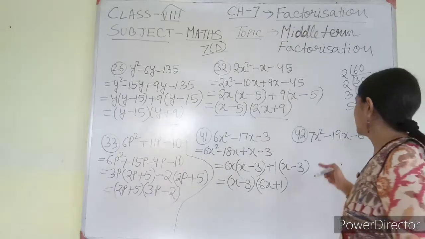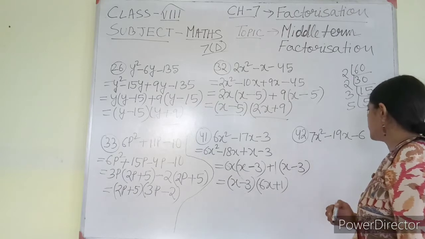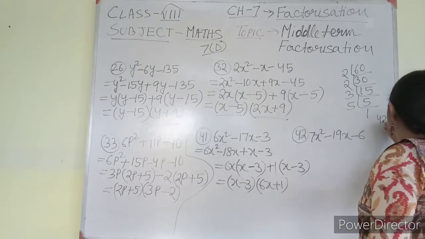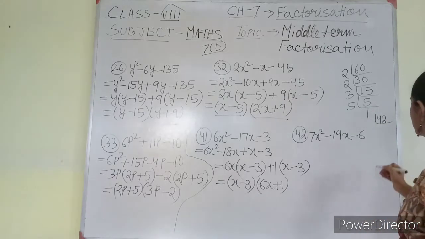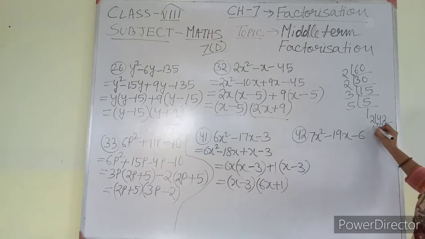Very funny. Okay. So 6 into 7 is 42. I have to divide 42 in such a way that you can get 19. So let me do it here. 42 by 2: 2 2s are 4, 2 1s are 2. Then by 3: 3 7s are 21. So these are the factors.